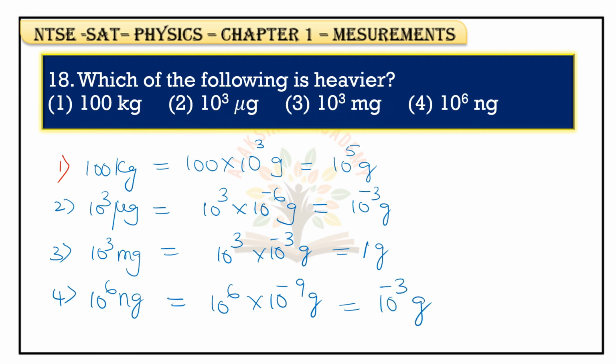So 100 kilograms is equal to 10 to the power of 5 grams. 10 cube microgram is equal to 10 to the power of minus 3 grams. 10 cube milligrams is equal to 1 gram. 10 to the power of 6 nanogram is equal to 10 to the power of minus 3 grams. Now which is heavier? 10 to the power of 5 grams is heavier. So first option is correct. Which is the correct option? First one. So 100 kilogram is heavier, in terms of grams, 10 to the power of 5 grams. Okay, so 100 kilogram is heavier.